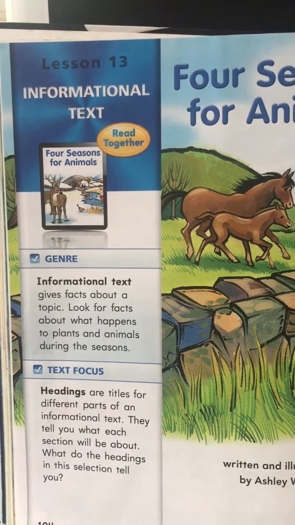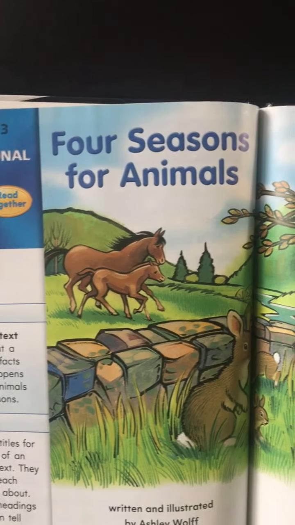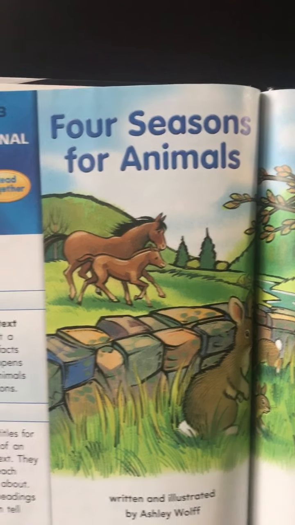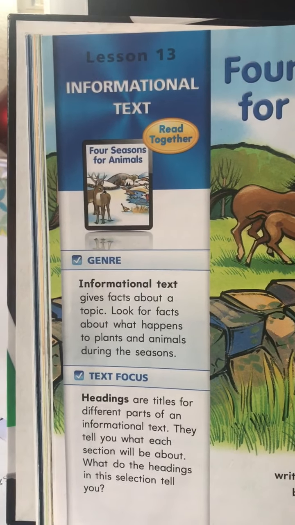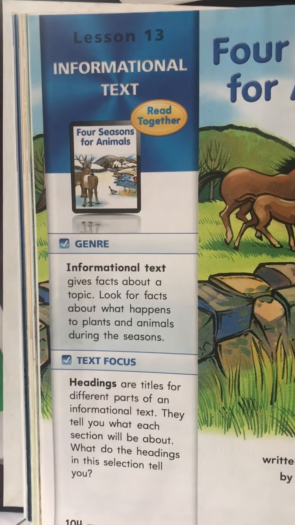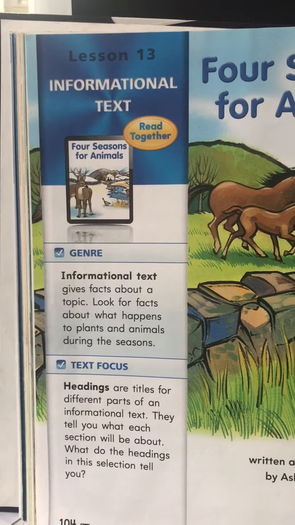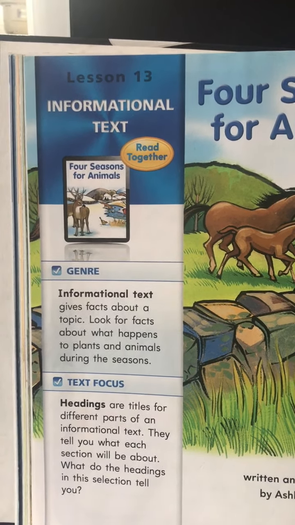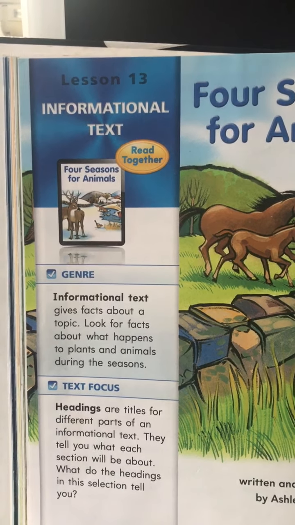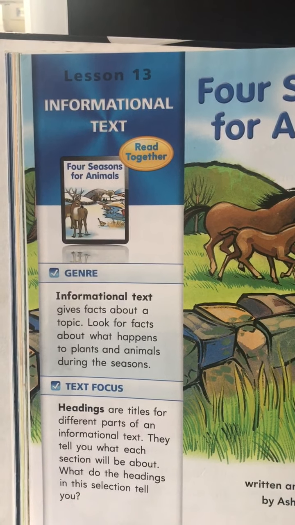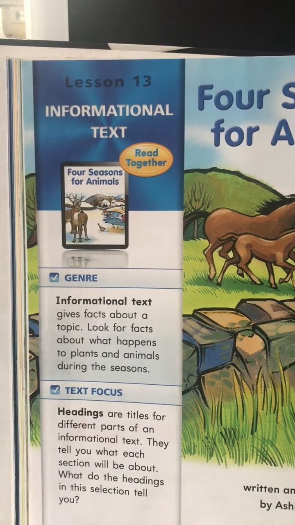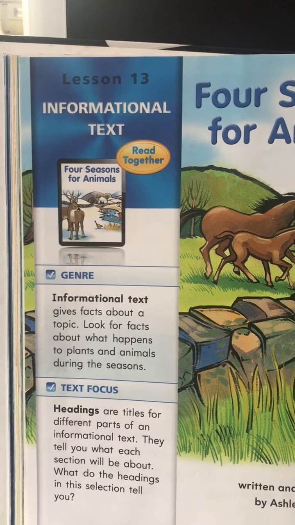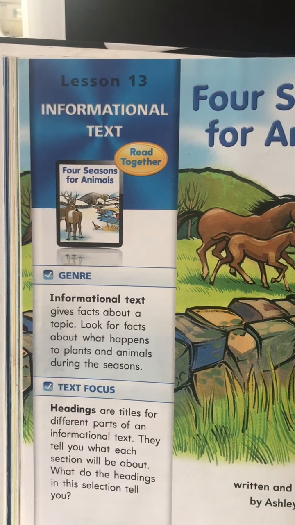We're going to have a new story today, and it's called Four Seasons for Animals. The genre for this story is informational text. We know all about informational text because we've been writing about it, reading about it, and listening, right? An informational text gives facts about a topic. Look for the facts about what happens to plants and animals during the seasons.